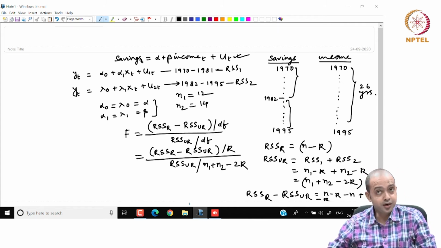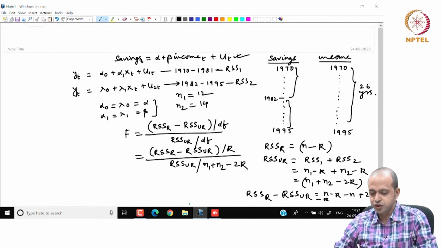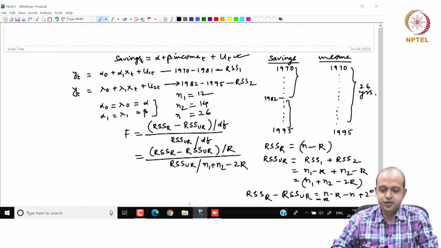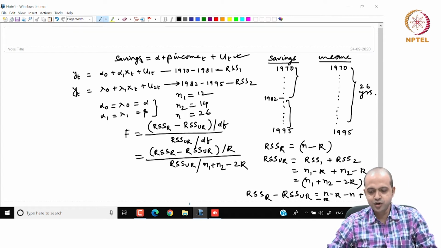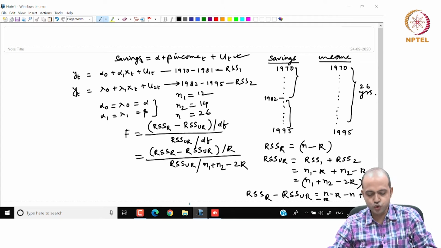And what is k here? K is the total number of parameters, which is 2. So, n equals 26, n1 plus n2 equals n, which is actually 26. So, the degrees of freedom for the numerator would be 2, while the degrees of freedom for the denominator would be n minus 2k. That means 26 minus 4 equals 22.